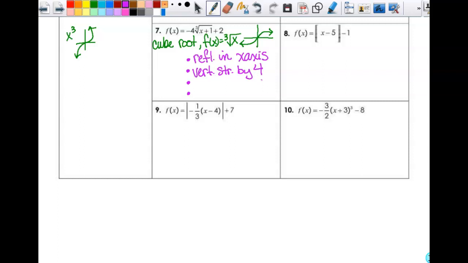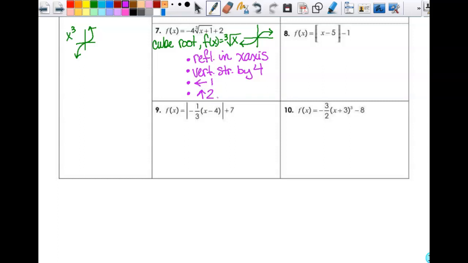I'm adding the 1, so it has to be a translation left, right, up, or down. It's inside, so does that mean I go left, right, or up or down? Like, is it horizontal or vertical is what I should be asking. Horizontal. And x lies, so which direction do I go? Left. And then what does that 2 do? Up 2. Very good. All right. We good with that? What questions you got?